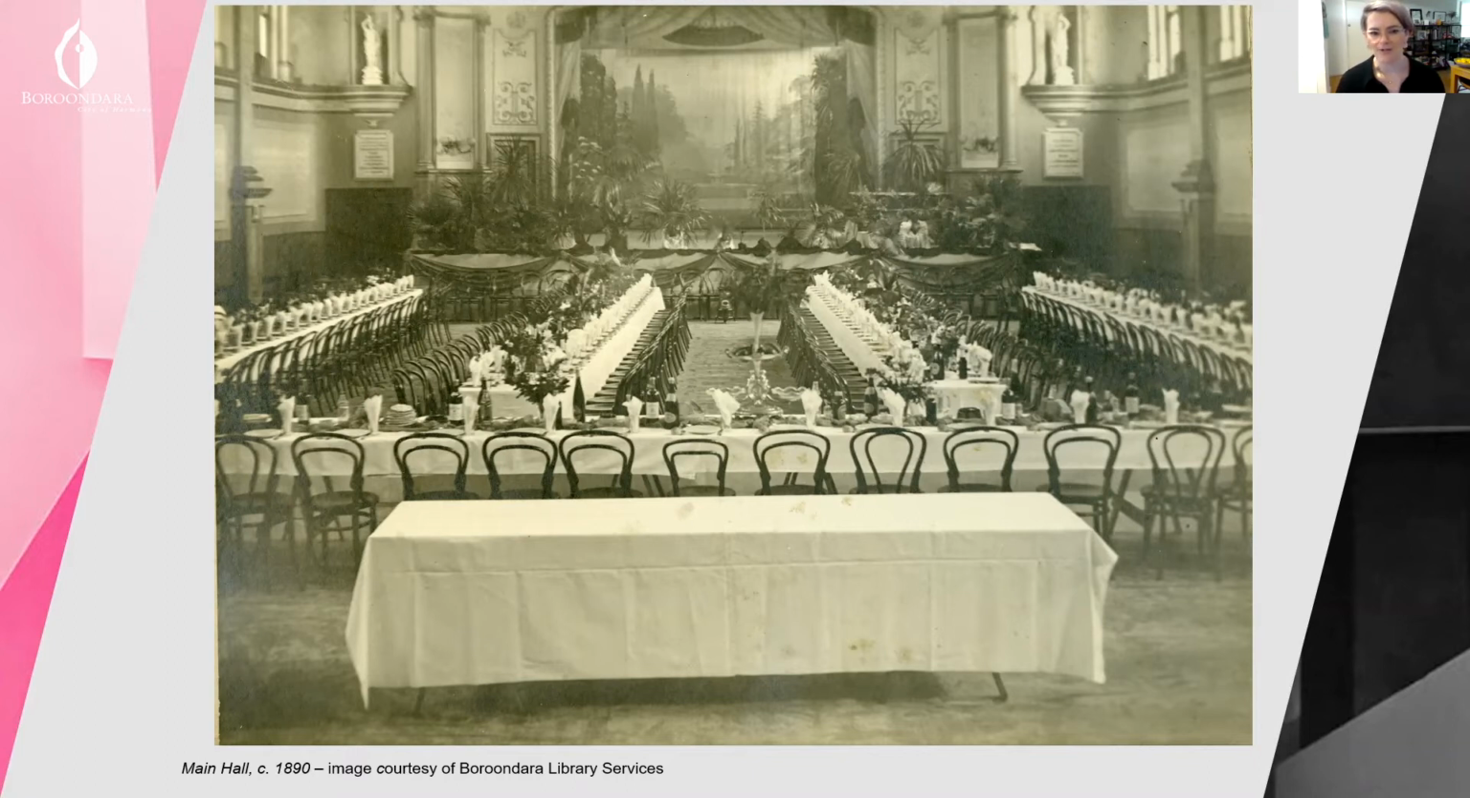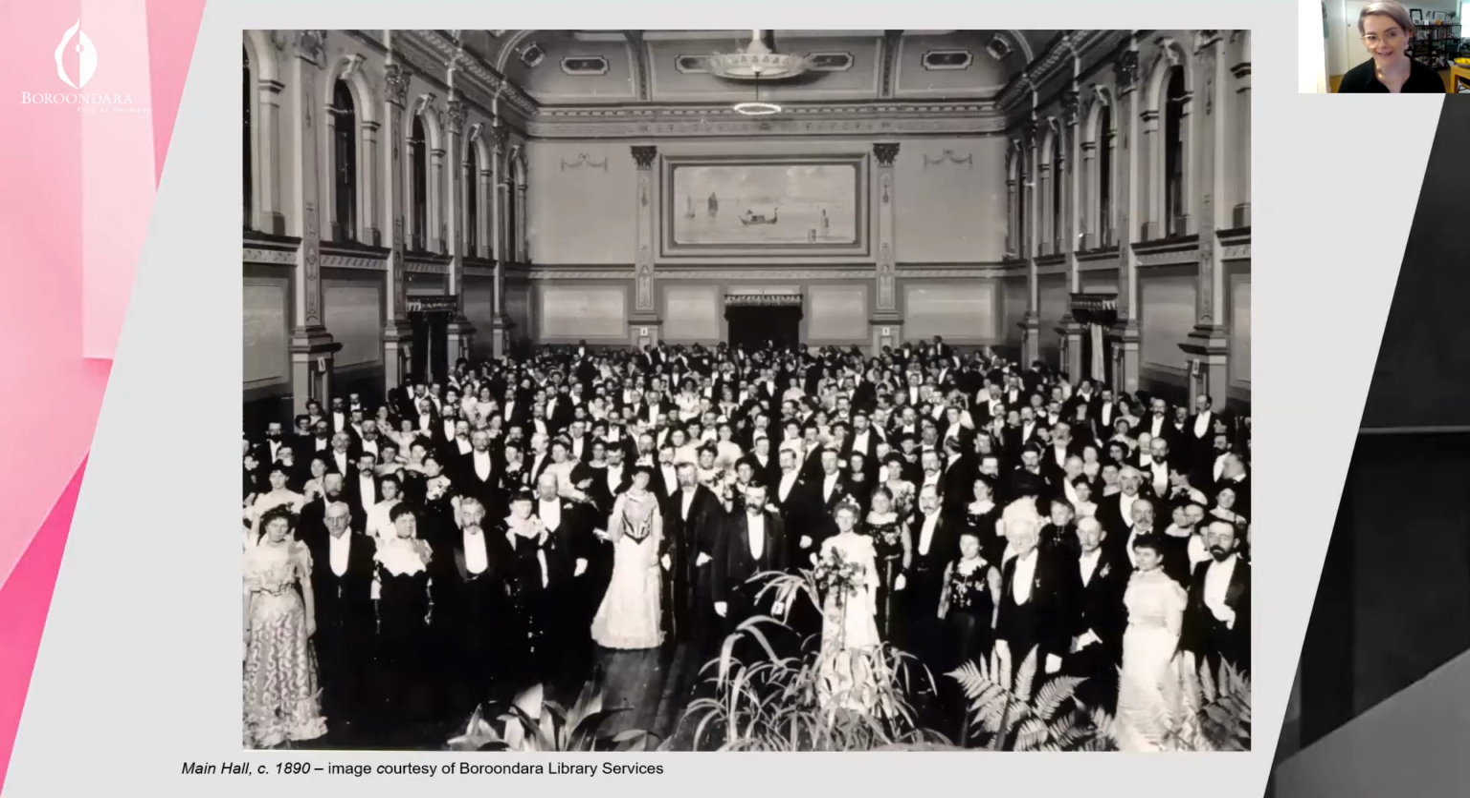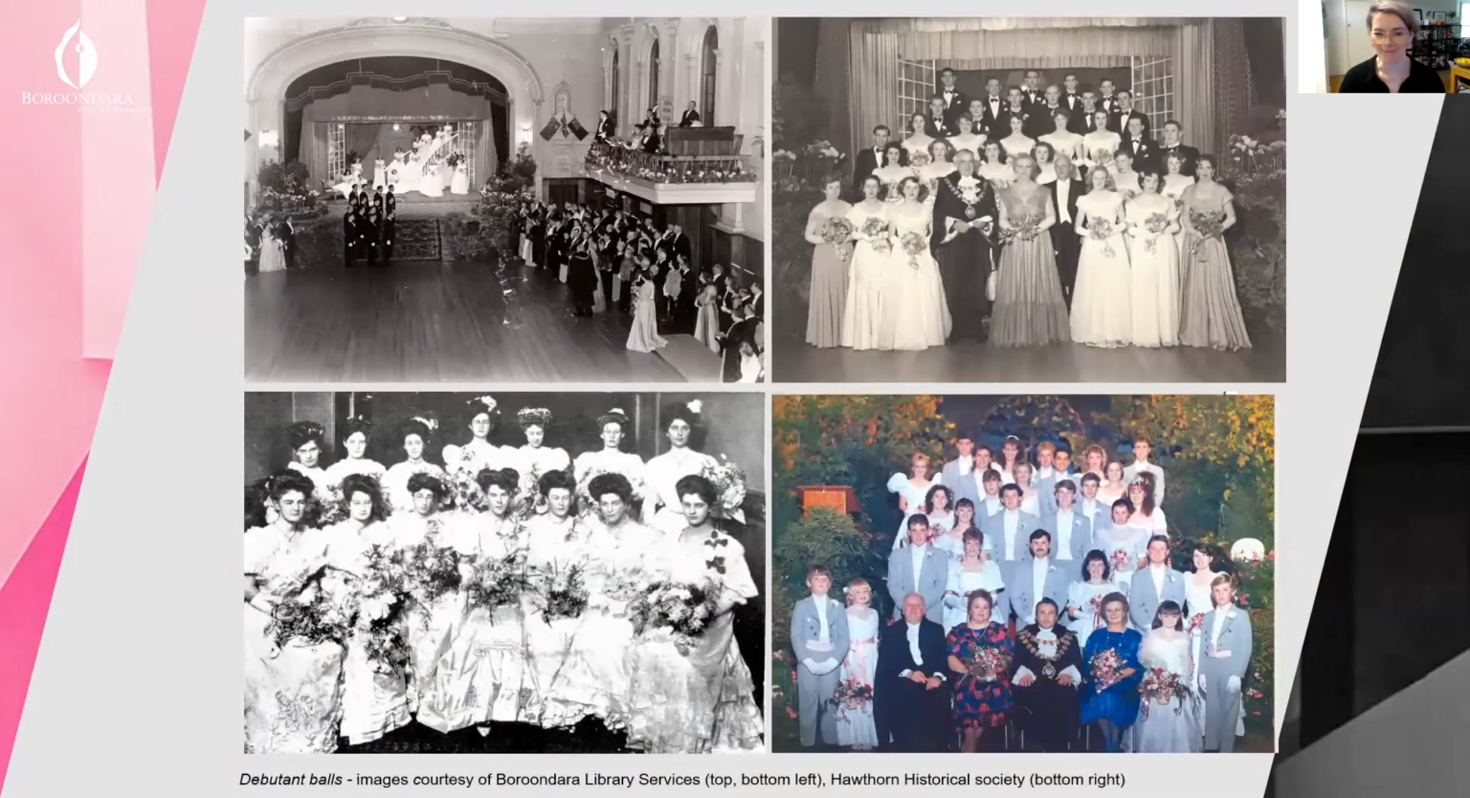And then this image is also pre-balcony, but you can see the gorgeous paintings and decorations that adorned it, and obviously the older chandelier, so this is pre-1930s. And then some events, because every town loves a debutante ball. Here are some of the debs over the years. See the Juliet balcony at the top left-hand photo, where the musicians are up in the balcony. And obviously the bottom left-hand ladies all have the same hairdresser as well.